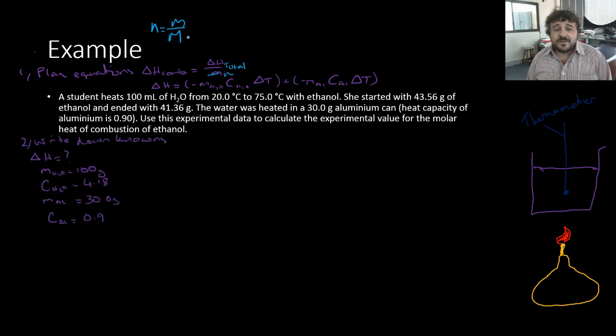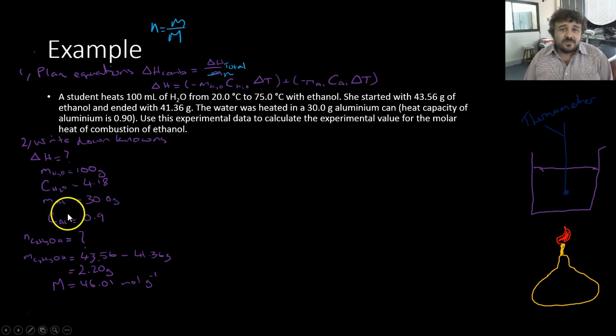Alright, so the second step, write down your unknowns. For this delta H here, we don't know delta H, that's unknown, but we do know our mass of water is 100 grams, 1 mL of water equals 1 gram. It is 4.18 specific heat capacity, the mass of the can is 30.0 grams, and it's got a specific heat capacity of 0.900.